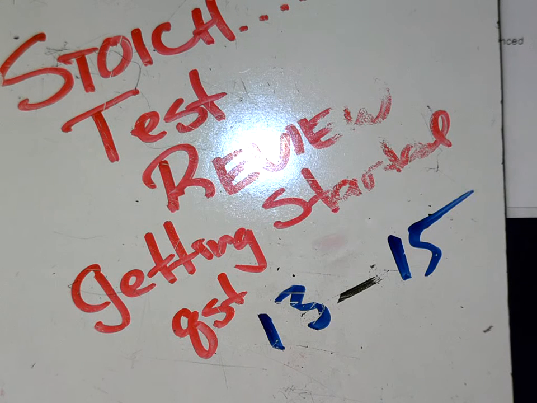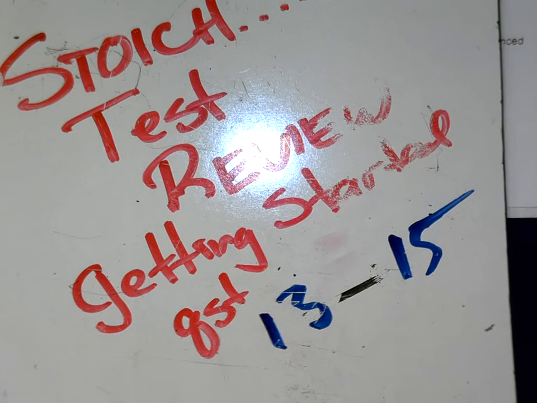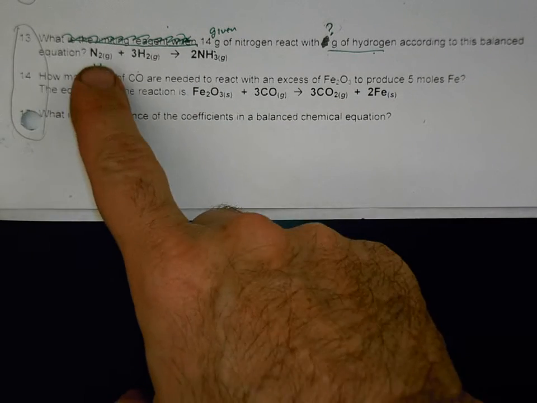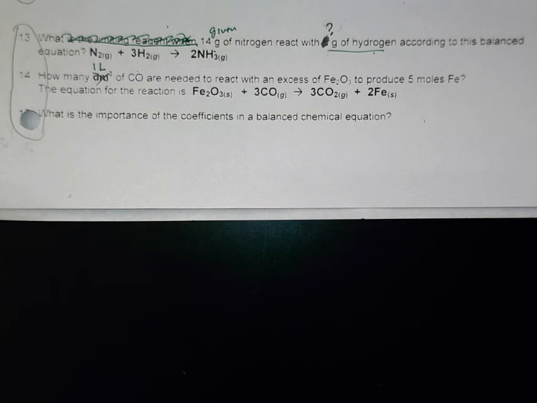Well, here's the stoichiometry test review, the last three questions, questions 13 through 15. In this one here, we've got 1 mole of nitrogen gas reacting with 3 moles of hydrogen gas, producing 2 moles of ammonia, NH3.